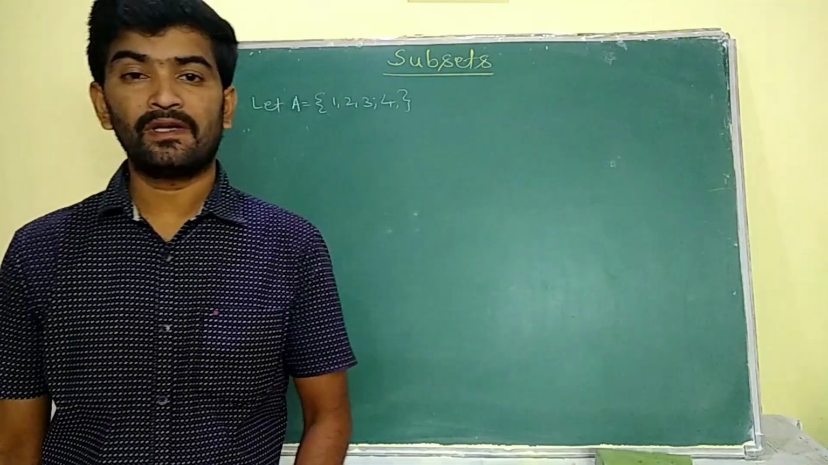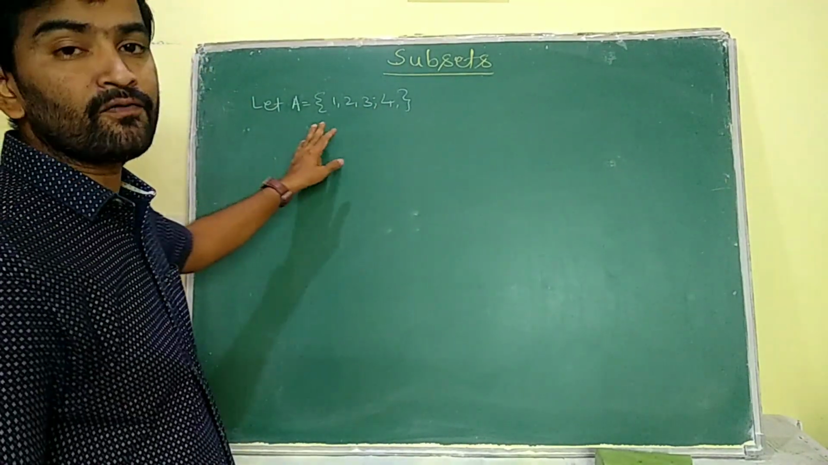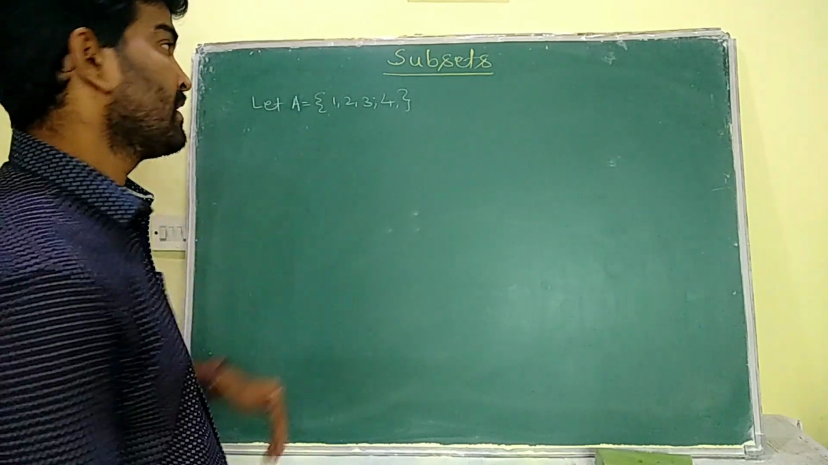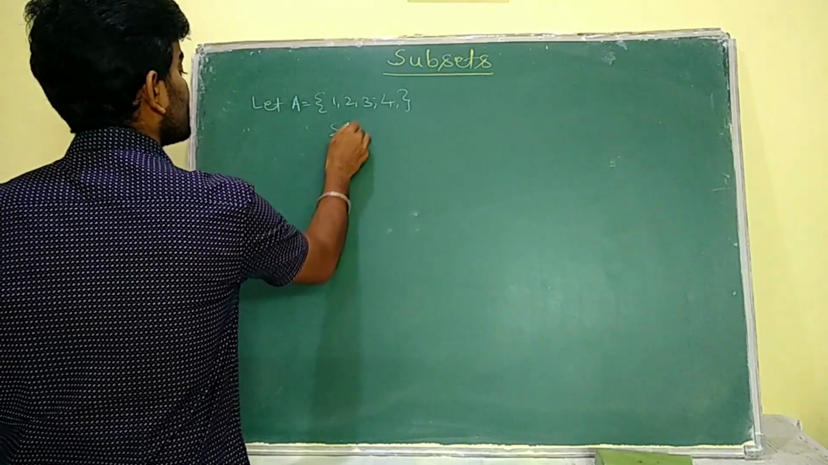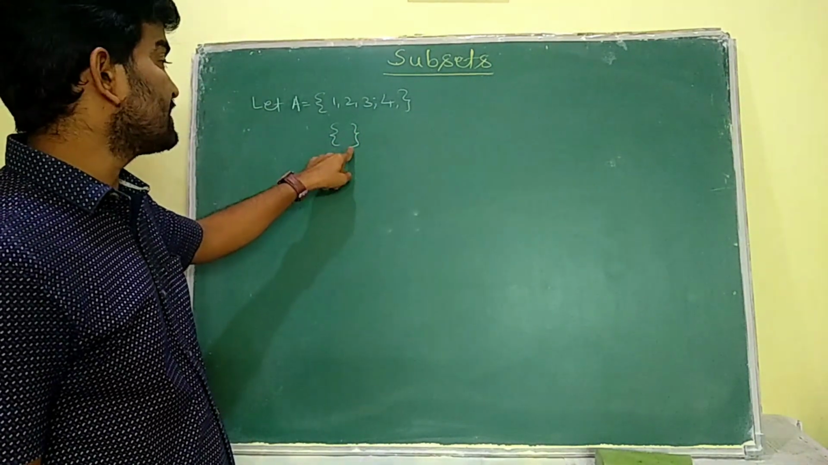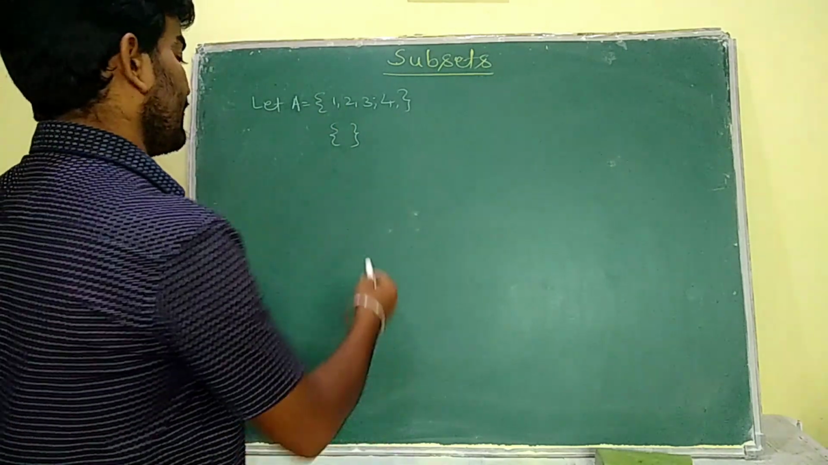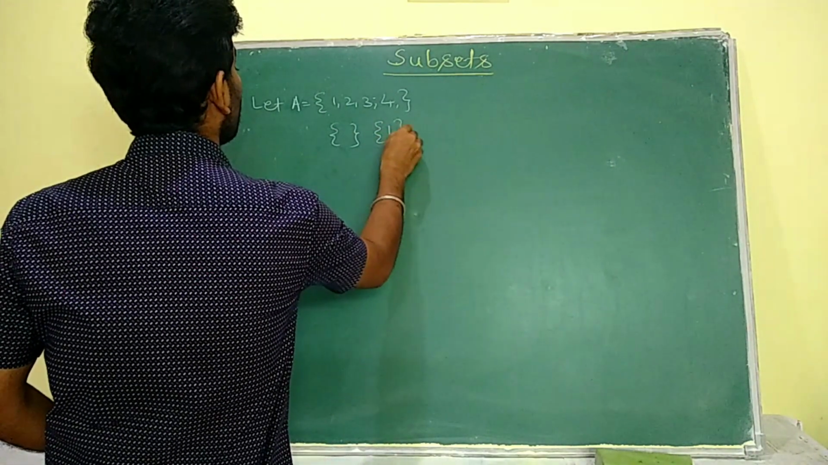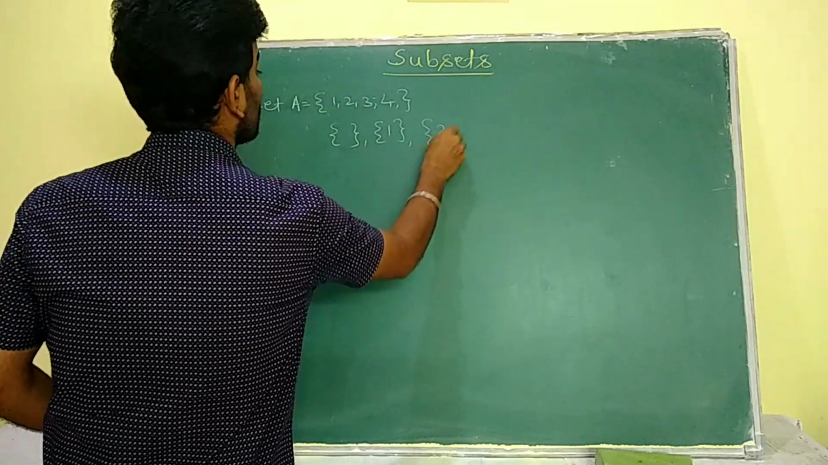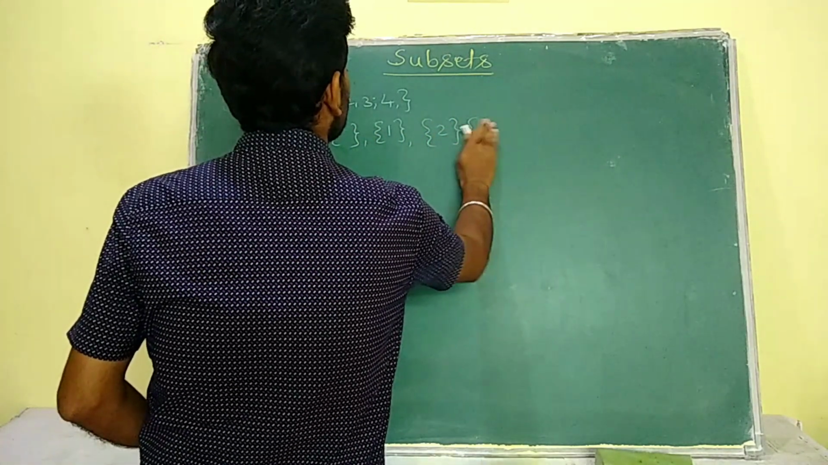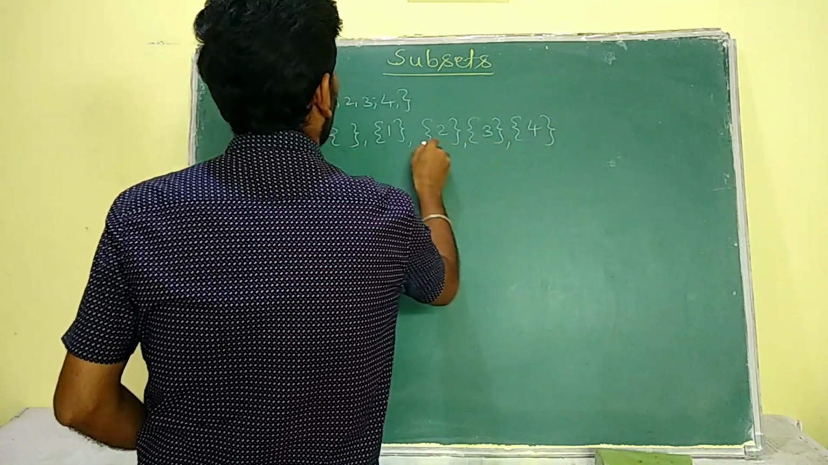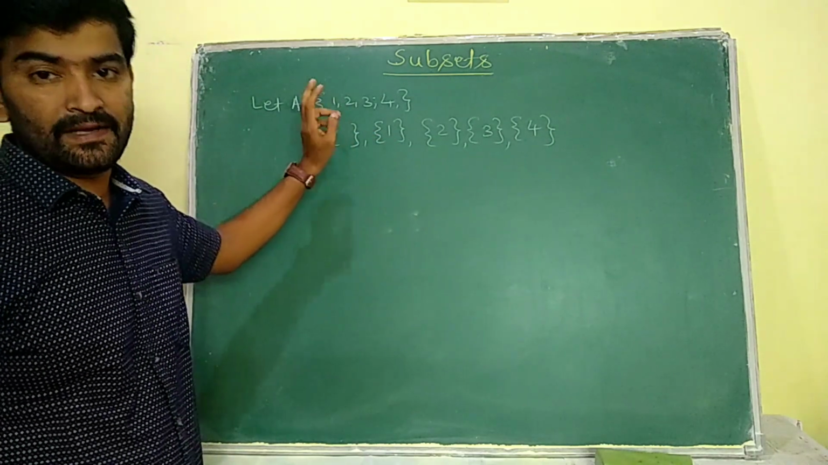I hope you understand. Let us suppose A is the set {1, 2, 3, 4}. Now we will write the subsets of this set A. See, the empty set. Empty set means nothing is there in this set. That means this is a subset of set A. And let us suppose set {1}: is it a subset of A or not? Set {2}, similarly set {3}, set {4}. All these are subsets of set A.